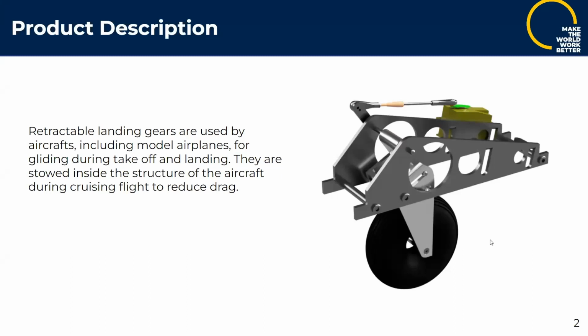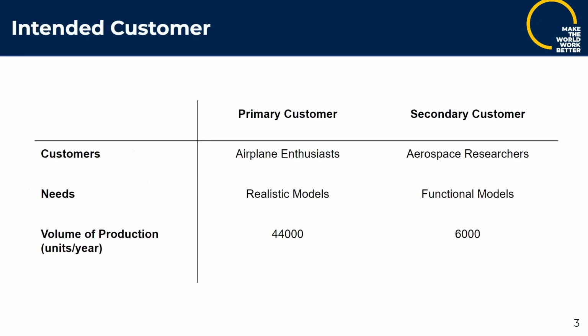The product that we've chosen for analysis is the retractable landing gears used by model aircrafts during takeoff and landing. Our primary customers are airplane enthusiasts who like realistic models, and we expect the production volume to be about 44K per year. Our secondary customers are aerospace researchers who would like functional models to use in wind tunnel testing, and their production volume would be about 6K per year.